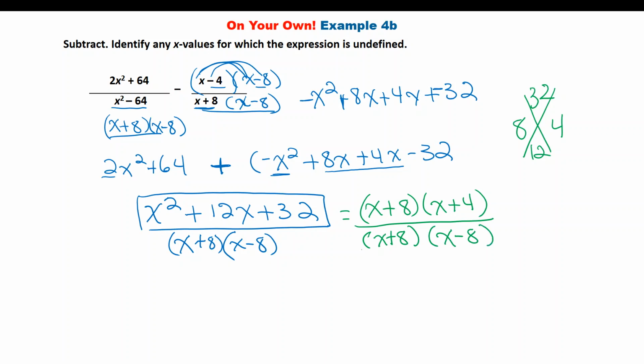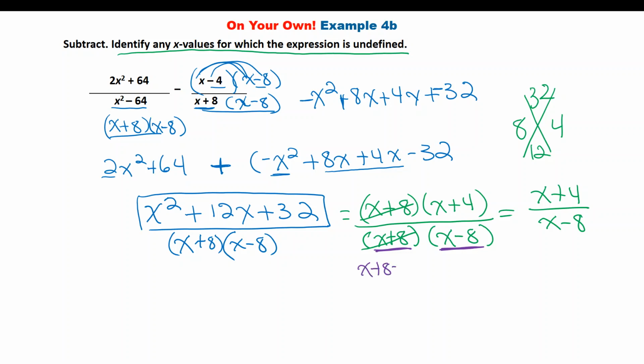All right, so here my x plus 8 is crossed out. So my answer to the subtraction is x plus 4 over x minus 8. Now I'm not done yet because I have to identify any x values for which the expression is undefined. So in order to do that, I want to take each of these two pieces and check those. So x plus 8, when it equals 0, that would be x equals negative 8. And here we would have x equals positive 8.